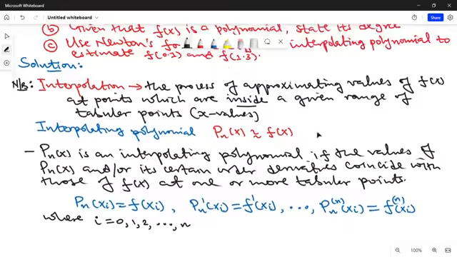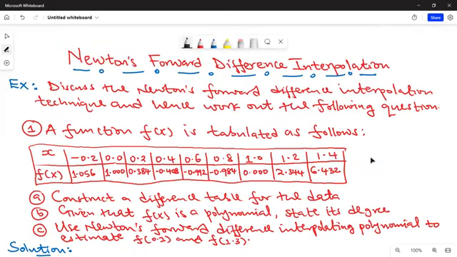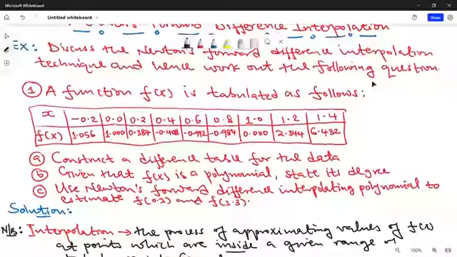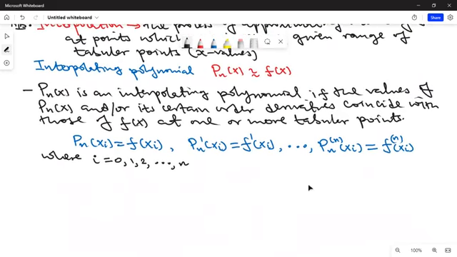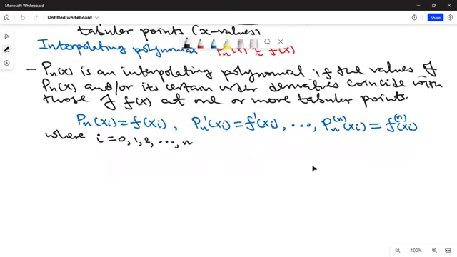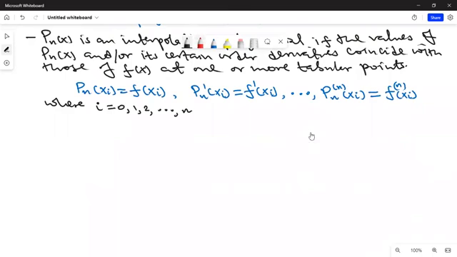So now back to our topic. Our topic is Newton's forward difference interpolation. What does it entail? So let's go back to that now that we know what interpolation is, what extrapolation is, and what we mean by an interpolating polynomial. So now we write Newton's forward difference interpolation.